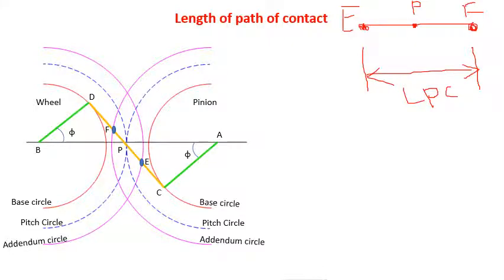Okay, out of these two, at this point we have another 2 points, right? This EP is nothing but the path of approach, PA. Then this PF or FP is the path of recess, PR. So in order to derive this length of path of contact, we have to find the path of approach and the path of recess. Okay, by adding these two, path of approach and path of recess, we are going to obtain the length of path of contact.